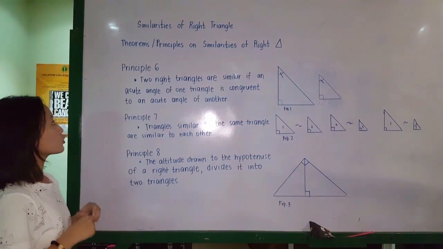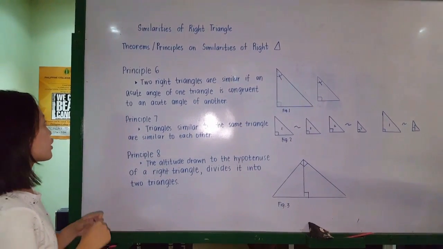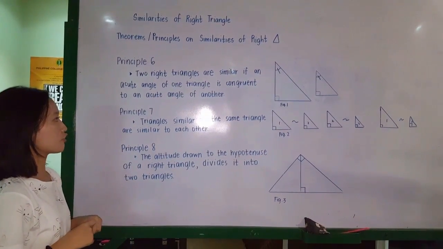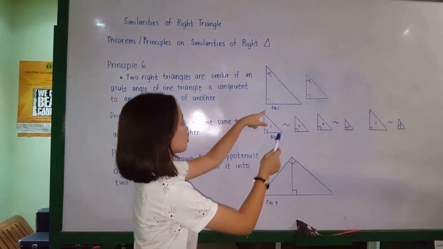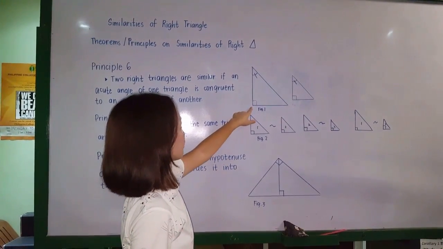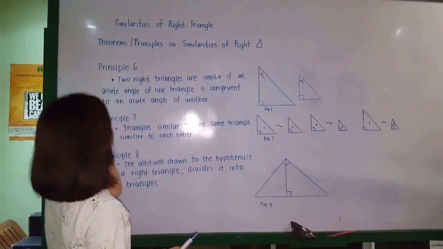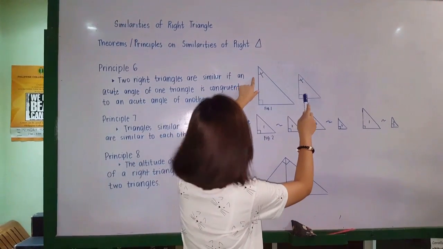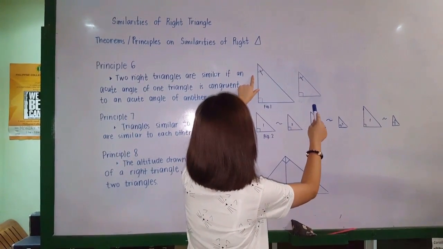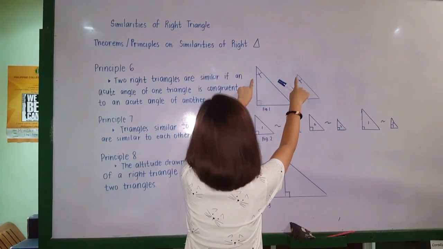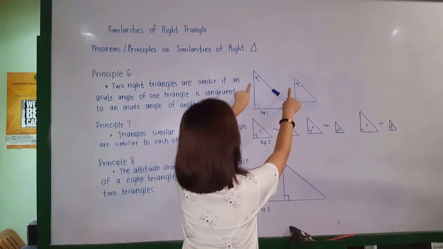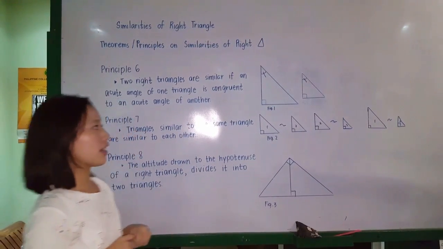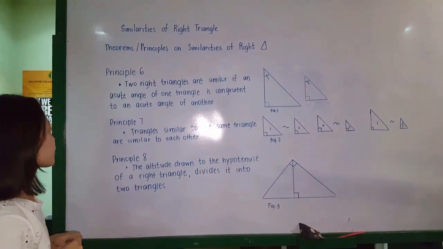Principle 6. Two right triangles are similar if an acute angle of one triangle is congruent to an acute angle of another. Now let us look at figure 1. According to principle 6, if an acute angle of one triangle is congruent to the acute angle of another triangle, then it follows that they are similar according to the AAA similarity.